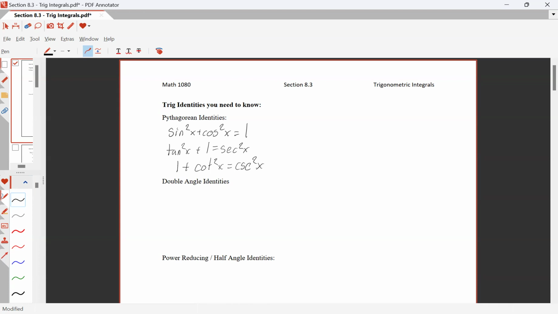Other identities, really good to know, are the double angle identities. These have already come up in an area between curves problem from earlier videos. So as a review, the double angle identities are sine 2x equals 2 sine x cosine x, and cosine 2x has three different ways we can write it.